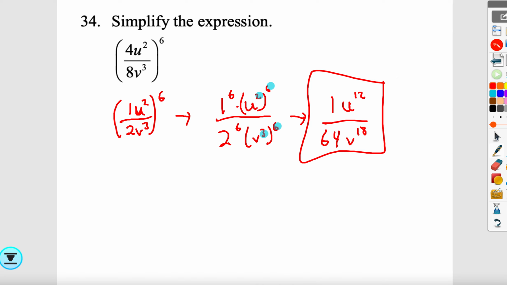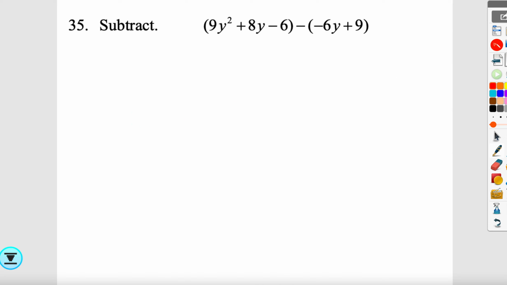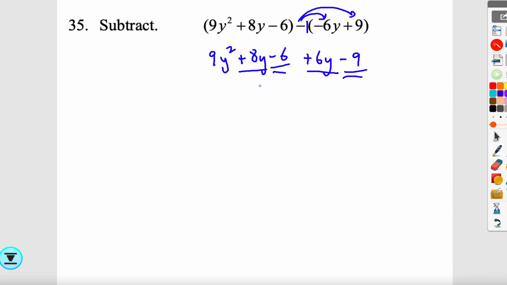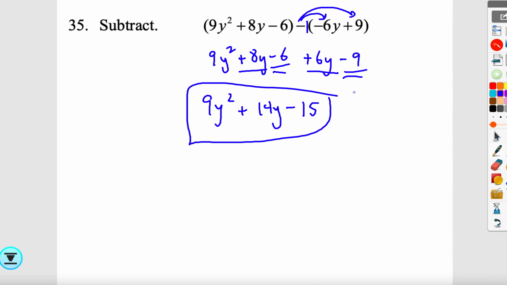All right, let's go ahead and move on to the next one, guys. Number 35, we want to subtract these polynomials, right? So before we subtract, the rule of thumb is we want to distribute that -1, right? When we multiply by -1, the signs flip. Negative 6y becomes 6y, plus 9 becomes -9. Now bring down the first polynomial, and now we combine like terms. 8y with 6y, -6 with -9. So bring down the 9y squared. 8 plus 6 is 14y. -6 minus 9 is -15. And there are no more like terms, so we are done.